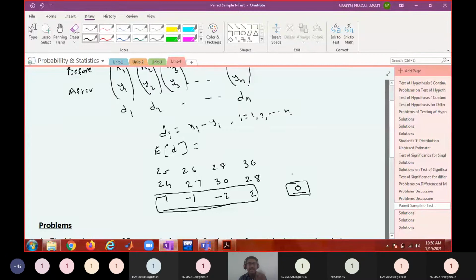Some are increasing, some are decreasing. On an average, you may say that there is not much change in the before data and after data. And if there is a large difference, if the mean is some positive, some 10, or if it is minus 20, then you may say that there is a significant change in the data because of these numbers.